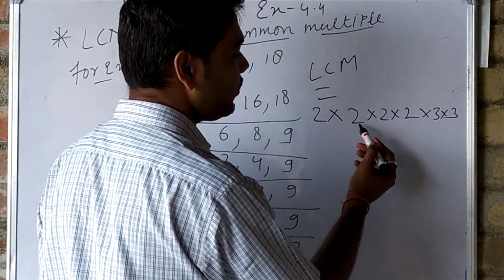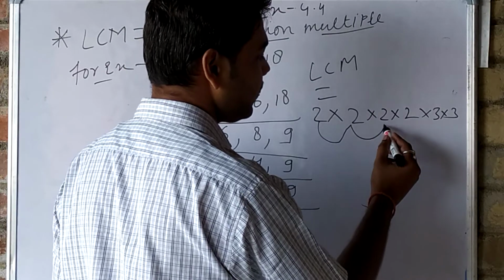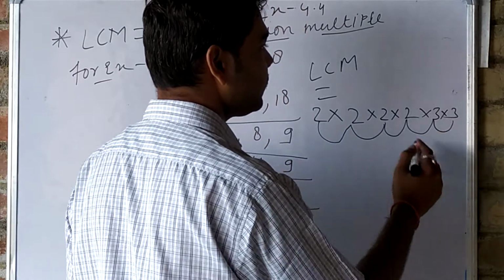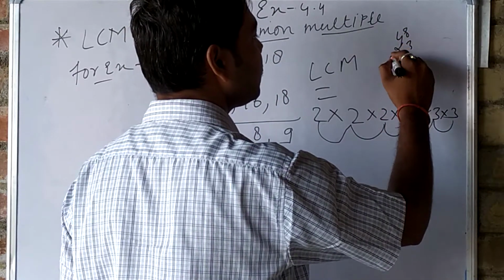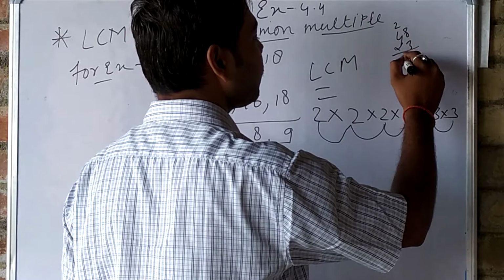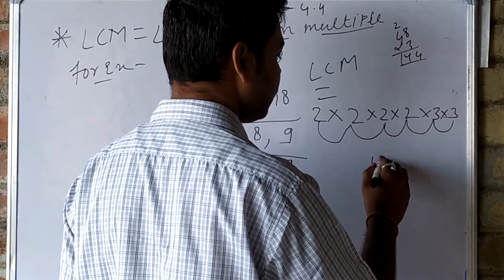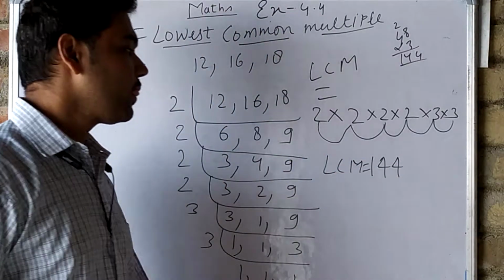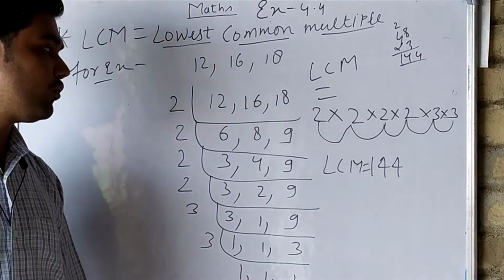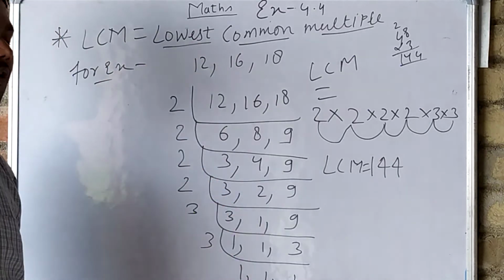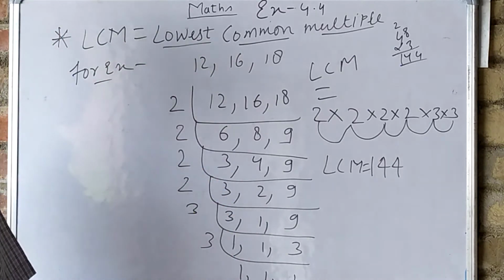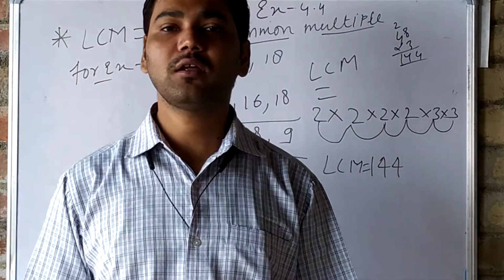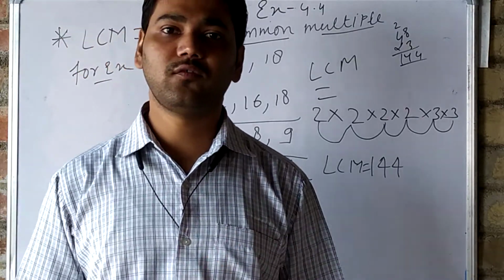So here 2 2s are 4, 2 2s are 4, 4 2s are 8, 8 2s are 16, 16 3s are 48, and 48 into 3 we have to do. 3 8s are 24, 3 4s are 12 plus 2, 144. So 144 is the LCM. 144 will be your LCM. So this is the way of finding LCM. Both are different methods. How to find HCF is a different method, and how to find LCM is a different method.